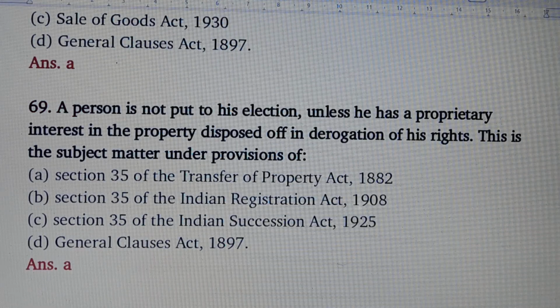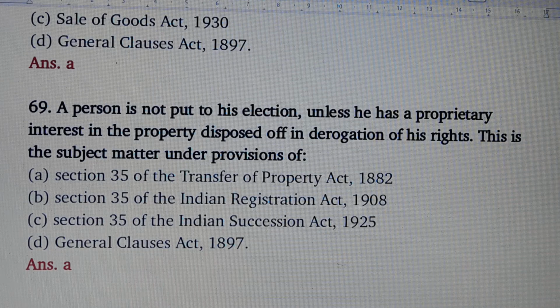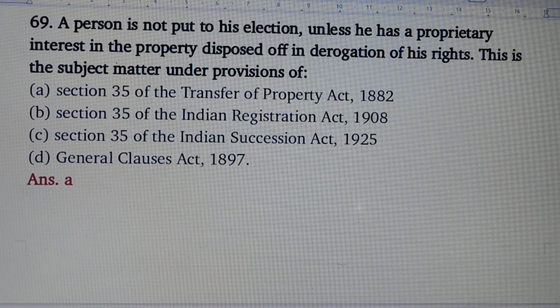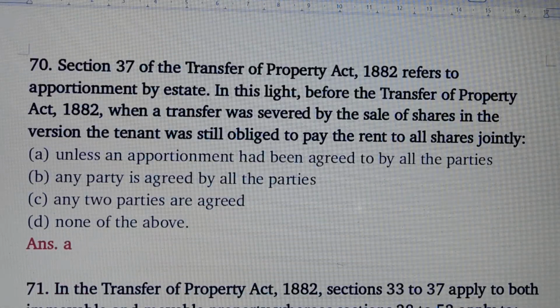Question number 69. A person is not put to his election unless he has a proprietary interest in the property disposed of in derogation of his rights. This is the subject matter under provision of section 35 of the Transfer of Property Act 1882. Answer is option A. Question number 70.